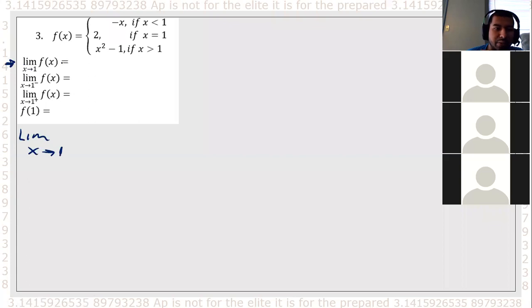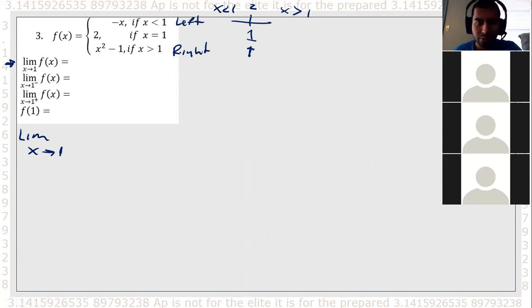As x goes to 1, I like to check what each one of these pieces is talking about. The first one says when x is less than 1, so all the numbers less than 1, that's 0, -1, -2, stuff like that. So this is x less than 1, and that to me is the left. When x equals 1, that means exactly 1, right? It is 2. That's going to help me. But when x squared minus 1 is greater than 1, x is greater than 1, that is the right. Okay? So far so good.